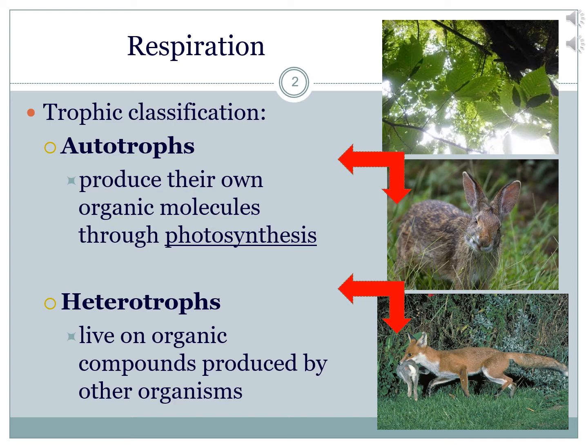Here, the autotrophs are the vegetation or plants. The rabbit is a heterotroph, taking advantage of the stored energy in the plant tissue. And the fox is also a heterotroph, taking advantage of the stored energy in the rabbit.